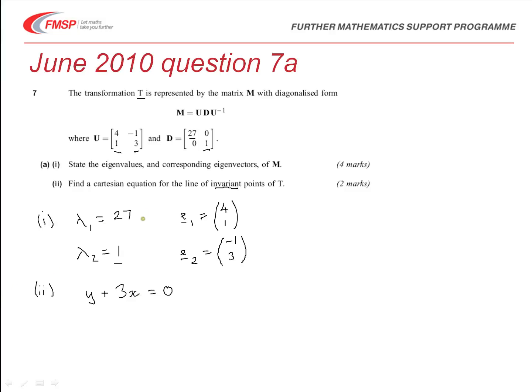So in part 1 you'll get marks for stating the eigenvalues, and then for correctly matching each of the eigenvalues to an eigenvector you will get an additional 3 marks. 2 marks for the eigenvectors and an additional mark for matching them up correctly.